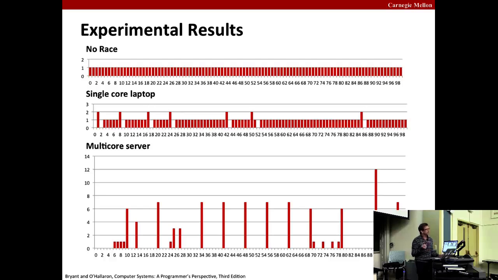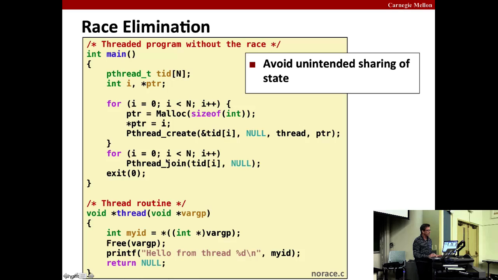Okay, so this is just another example of some of the things that can drive you crazy if you're not careful when you program with threads. And as we saw, the way to eliminate these kinds of races is to avoid the sharing of state, in this case by allocating for each thread a separate block in the heap that'll hold the local ID for that thread, and then passing a pointer to that unique block of storage to the thread.